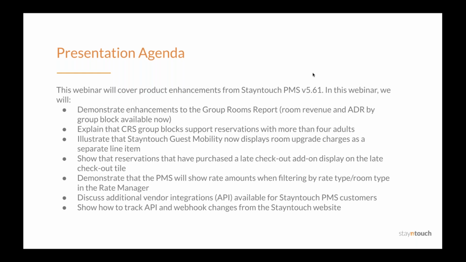Demonstrate that the PMS will show the rate amounts when filtering by rate type or room type in the rate manager. Discuss additional vendor integrations via API available for Stayntouch PMS customers. And finally, we'll show how to track API and webhook changes from the Stayntouch website.